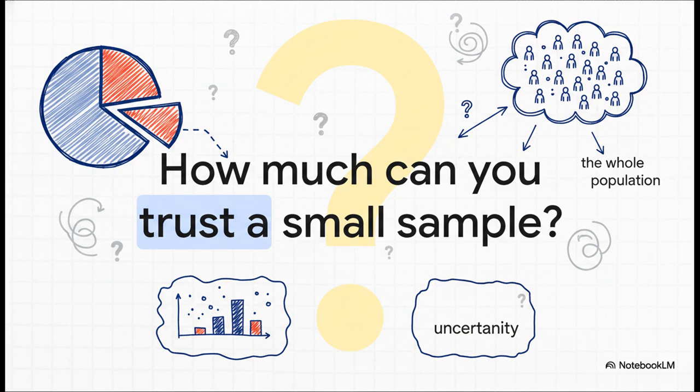Right? So this is the core challenge, isn't it? You've got this small sample. Maybe you polled just 100 people or you ran a tiny experiment. But what you really want to know about is the whole population, the entire country, everyone. So how do you handle that massive uncertainty when you've only seen a tiny slice of a giant pie?